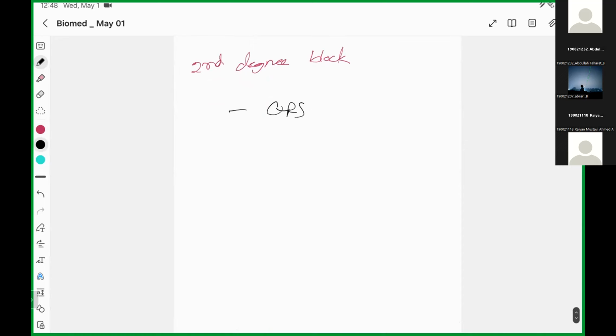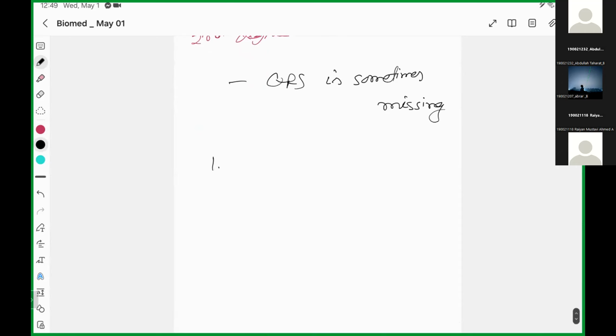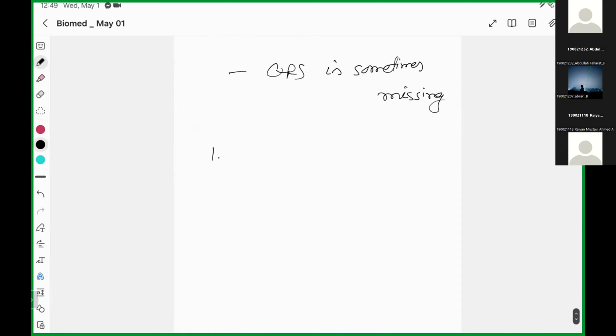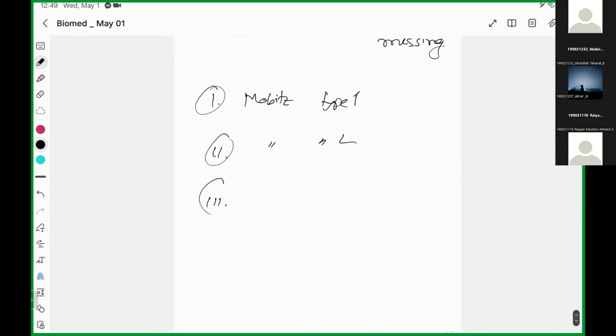the QRS is sometimes missing. It is not there. Okay. So this can be divided into three different types of second degree. One is Mobitz type 1, Mobitz type 2, and number three, 3:1 or 2:1 conduction. Three different types. So let's see one by one. Now, Mobitz type 2, this one is common.